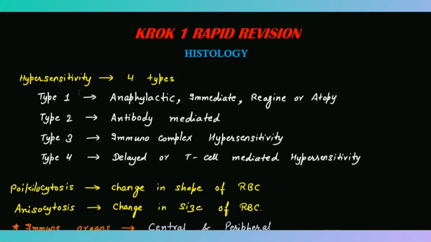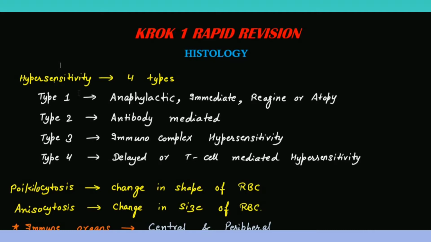Histology part, in which we'll study some questions from the base, some key points, some concept questions and some other important stuff. So in the Krok 1 Rapid Revision, start from hypersensitivity. We know that hypersensitivity is mainly of four types, and I'm giving you the names and examples of hypersensitivity. In another video I will discuss everything regarding hypersensitivity.